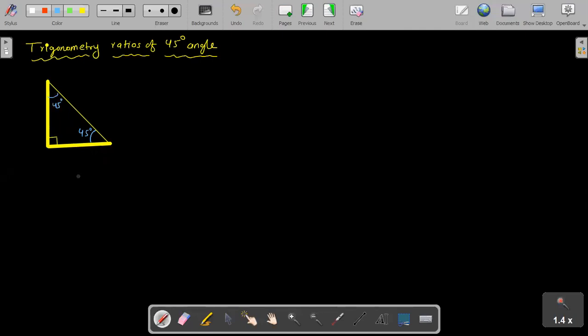What type of triangle is this? There are three types of triangle. Which type is this? Sorry, isosceles triangle. This side and this side are the same. Obviously two angles are the same, that means the two sides are the same, so we call this an isosceles triangle. Let me name this triangle ABC.